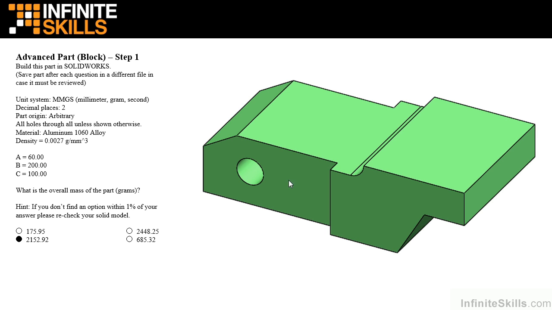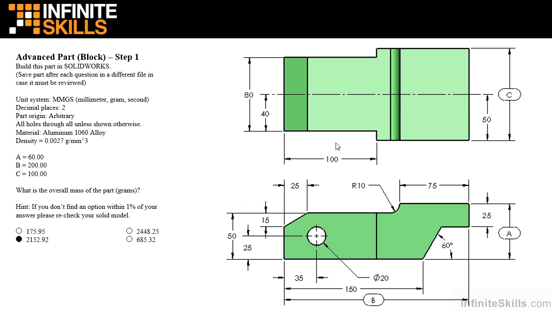Looking at the part, it appears to have many rectangular features. It also appears it may be symmetrical about a center plane. Let's go to the next screen to verify this. In the top view, we do see a center line, and we have dimensions 40 and 80 and 50, and dimension C is 100. So in fact, it is symmetrical, which means it would be a good practice to create the sketch on a plane and then extrude it about a mid-plane.